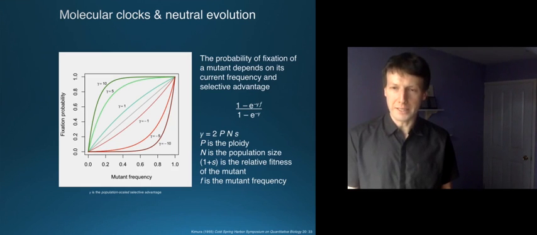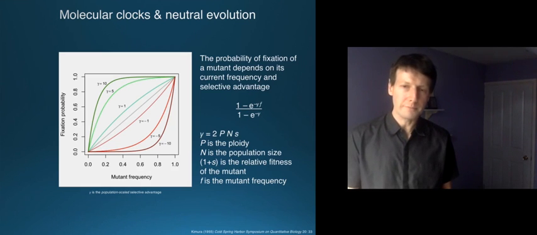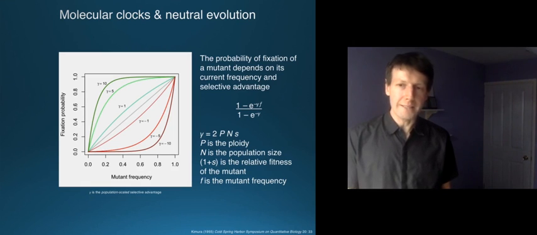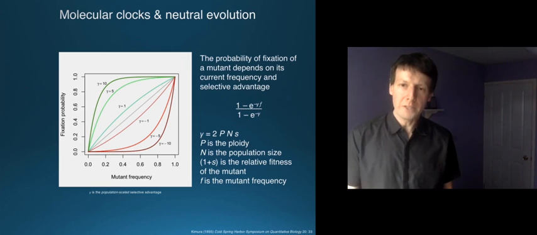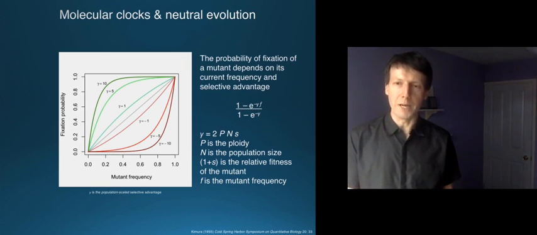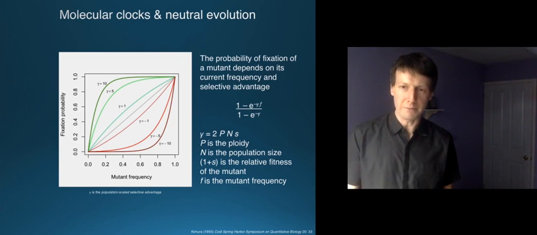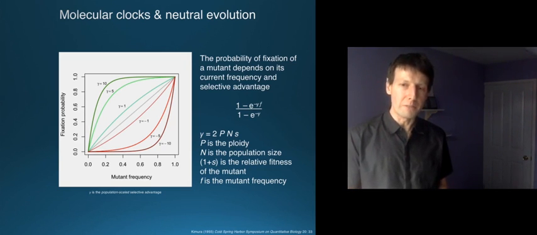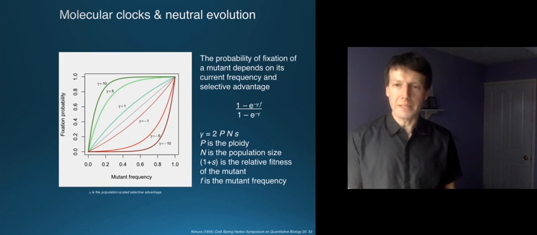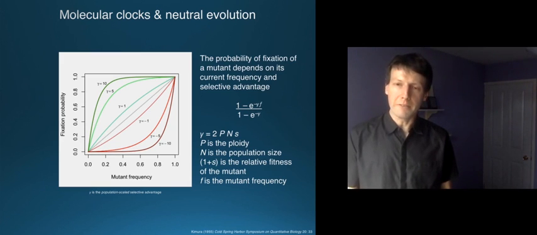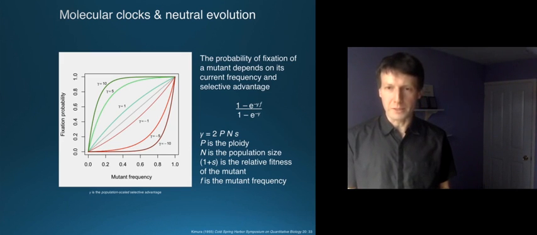N is the population size, the number of individuals. And then s is the relative advantage, survival or reproductive advantage, to an individual that carries that particular mutation relative to the wild type. So 1 plus s is the relative fitness advantage of the mutant. And roughly speaking, that means in a particular generation, for every 1 offspring that the wild type is expected to produce, the mutant is expected to produce 1 plus s offspring.